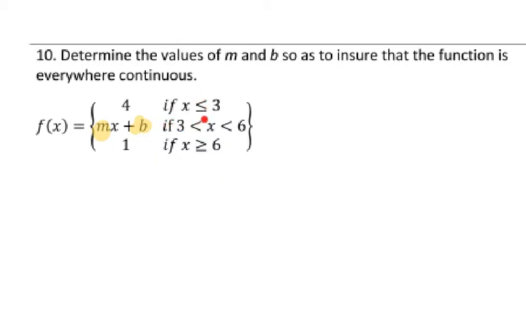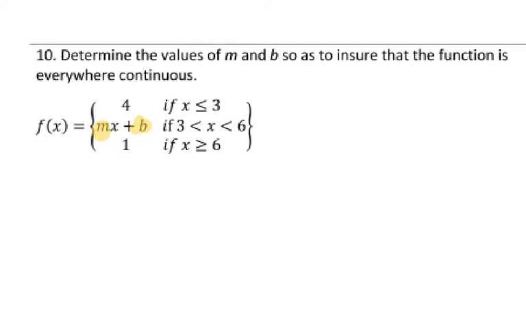The problem is at 3 and at 6. mx plus b has to be equal to 4 when x is equal to 3. So it is continuous. It may have a corner, but it will be continuous. And the same thing is going to happen at 6. mx plus b has to be equal to 1 at 6, so my function is continuous.